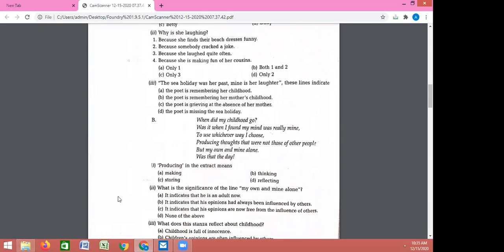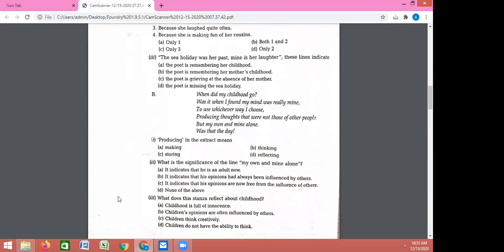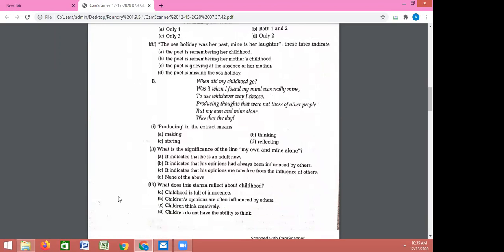All right, next candid childhood go, you will have to look at the things. You will have to read the extract in the same order. Now quickly you will have to note down the answers. Question number 1, producing in extract means, if we look at this particular answer, you will have to look at producing in the extract means, right? Option is option number B, that is thinking.